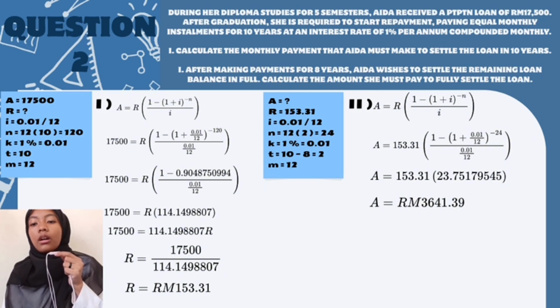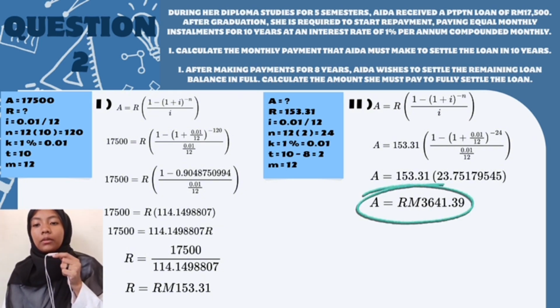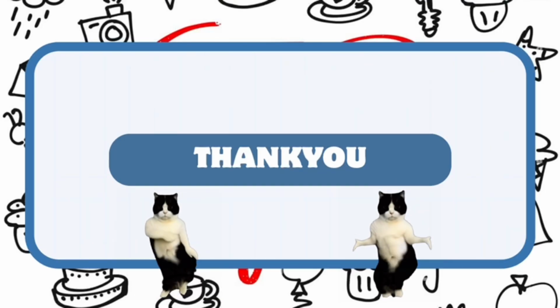Just like the previous question, we have to identify everything we need to put into the formula. After that, we will solve the problem and get the final answer. The final answer is 3,641 ringgit 39 cent.